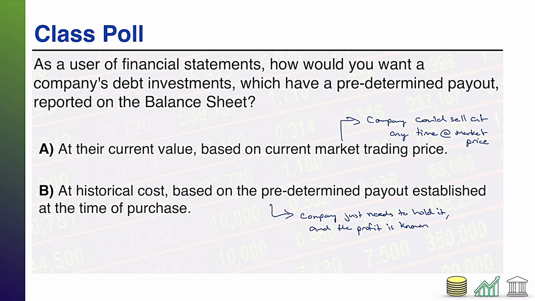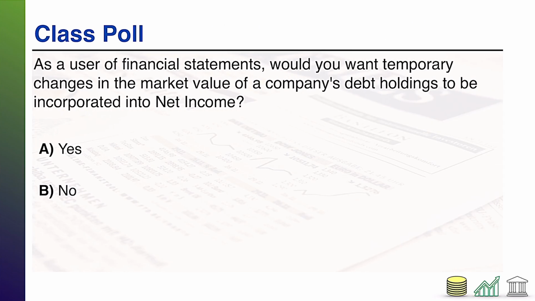But you know what's coming next if you watched my equity investment video. I'm going to ask you the same question, but about the income statement. So, as a user of financial statements, would you want the temporary changes in a debt investment's market value to affect net income, knowing that that debt investment is going to have a predetermined payout at some point, which essentially gives you a predetermined profit as well? Now, there's more complexity to that, but we'll talk about it when we actually get into debt. So yes or no, would you want that to affect net income?